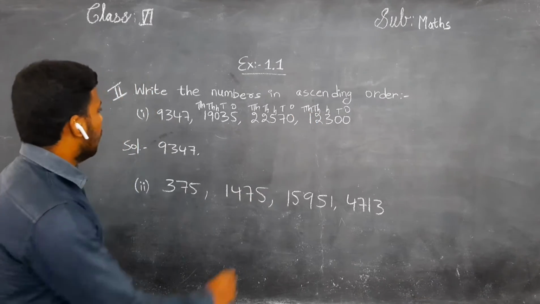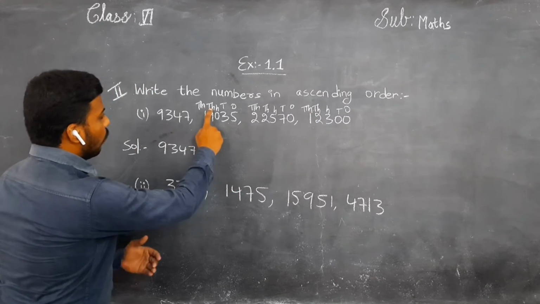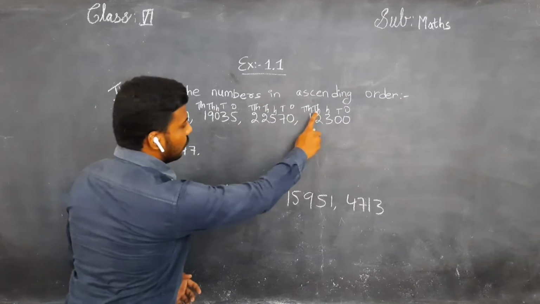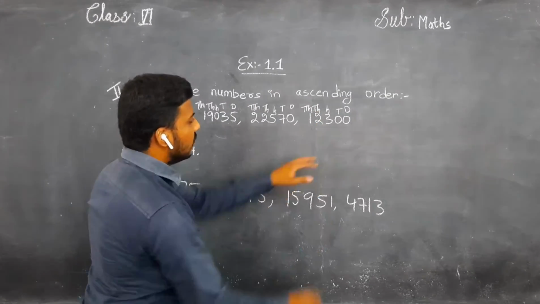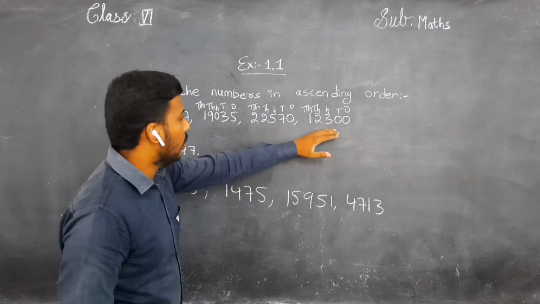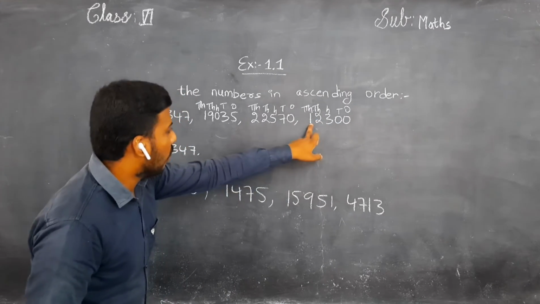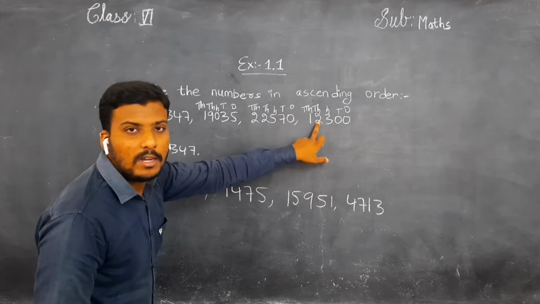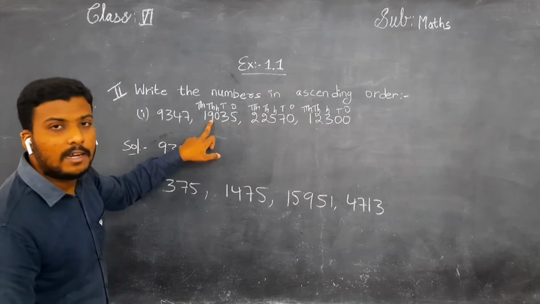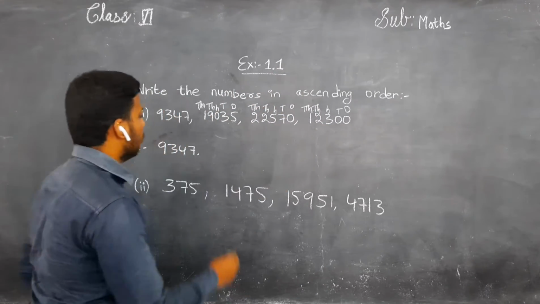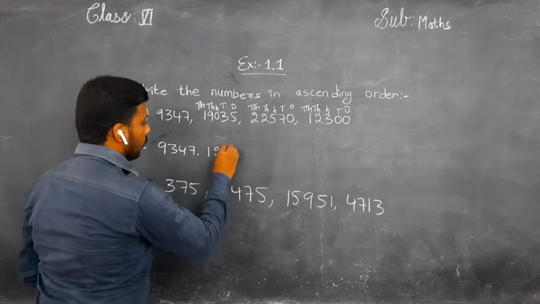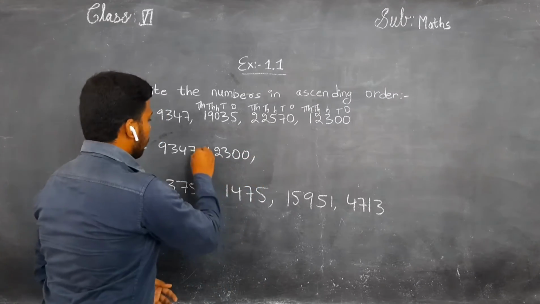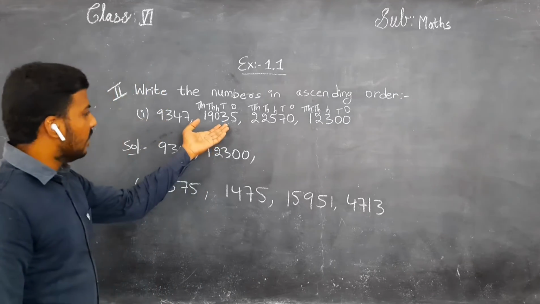Understand children? Right now see, again we have to know what is in the place of thousands. Here we have 9 and here in the place of thousands we have 2, means this is the smallest number, because in the place of 10,000 1 is there and here also 1 is there, but in the place of thousands this is the smallest value when compared to the 9. Then we have to write this 1, 2, 3, 0, 0, that is 12,300. Next we'll see this one.